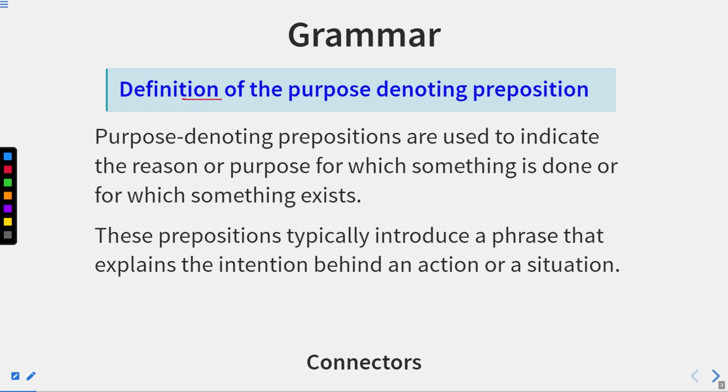First of all, we'll discuss the definition of the purpose denoting preposition. Purpose denoting prepositions are used to indicate the reason or purpose for which something is done or for which something exists. These prepositions typically introduce a phrase that explains the intention behind an action or situation. It means whenever we are using these prepositions to connect two clauses together, one should contain the action and the other part should contain the purpose behind that action. Or you can say, introduce a phrase that explains the intention behind an action or a situation.